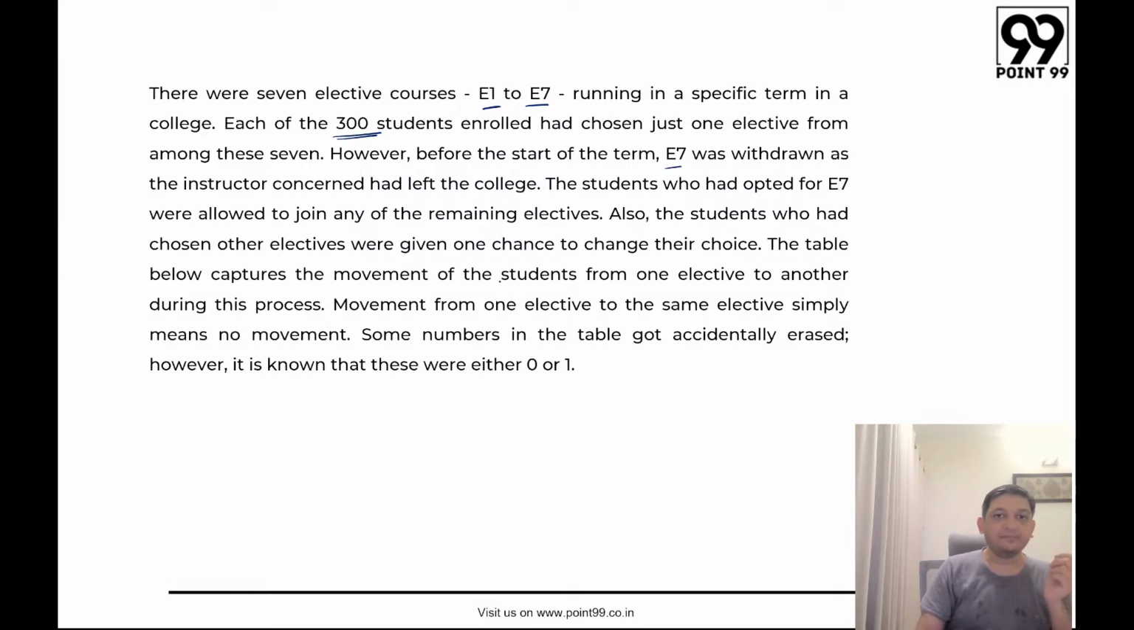There is a table that captures the movement of the students from one elective to another elective during this process. Movement from one elective to the same elective simply means no movement. So if it says E1 and E1 in the table, it basically means someone was there in E1, that person moved to E1 or stayed with E1. It's the same thing. Some numbers in the table got accidentally erased. However, it is known that these were either 0 or 1. Very important. The missing numbers are either 0 or 1, and 300 is the total that we have.